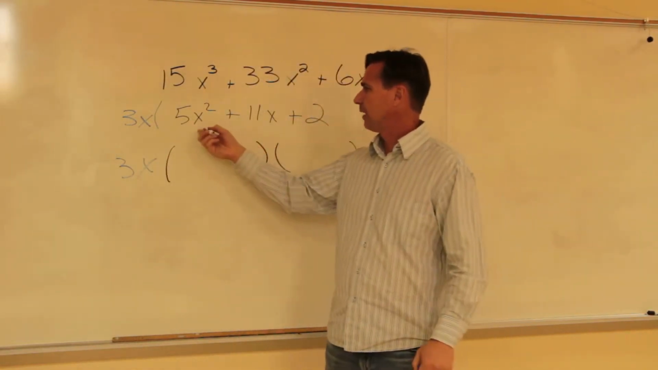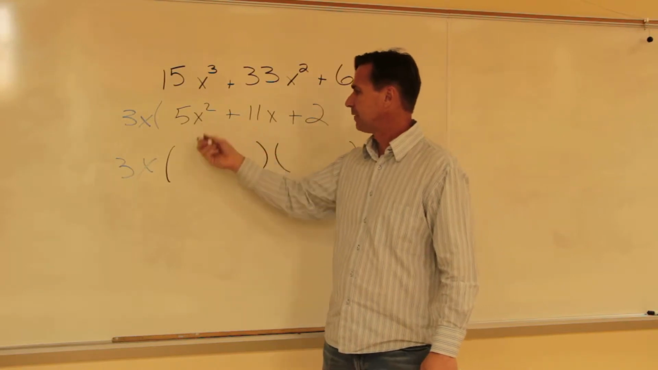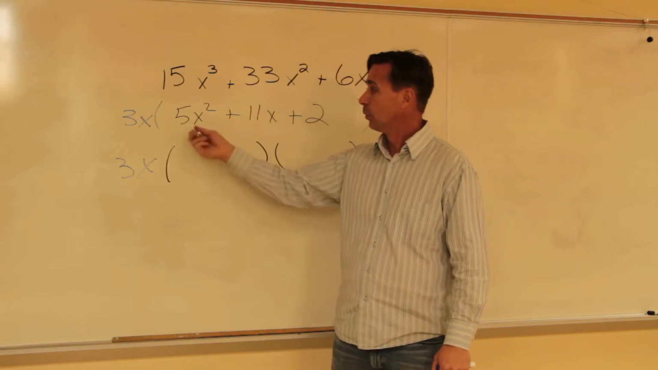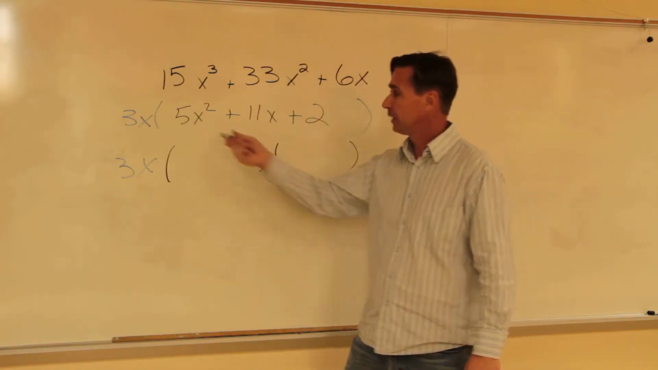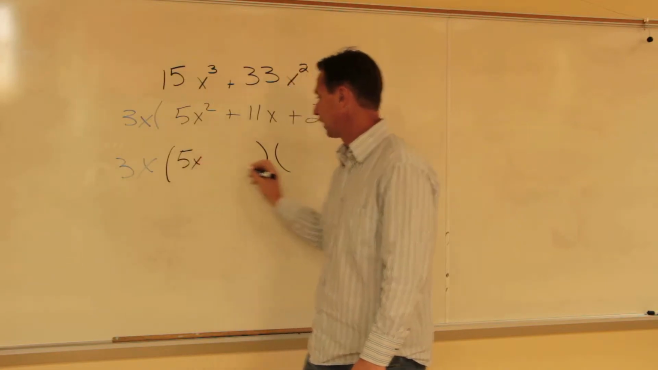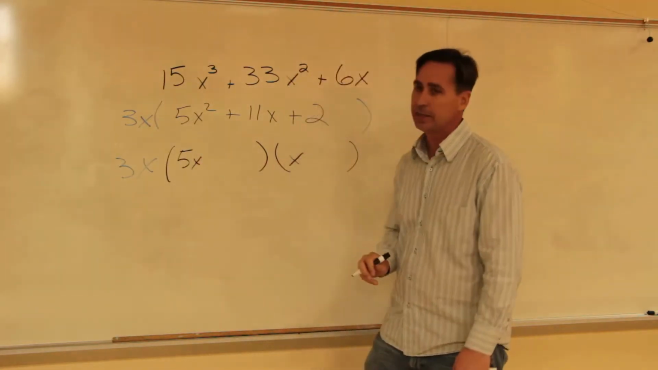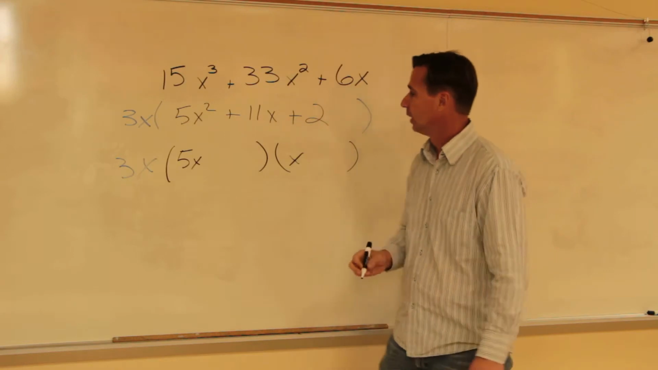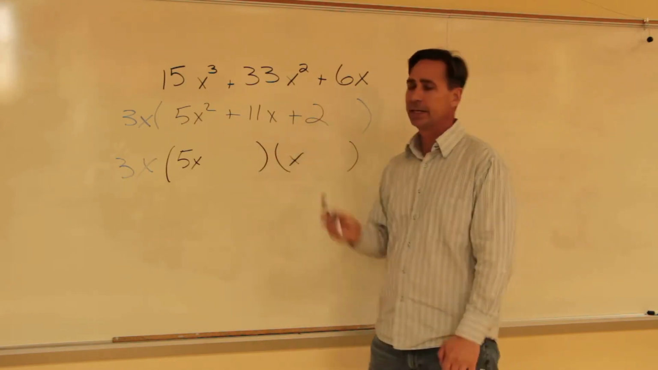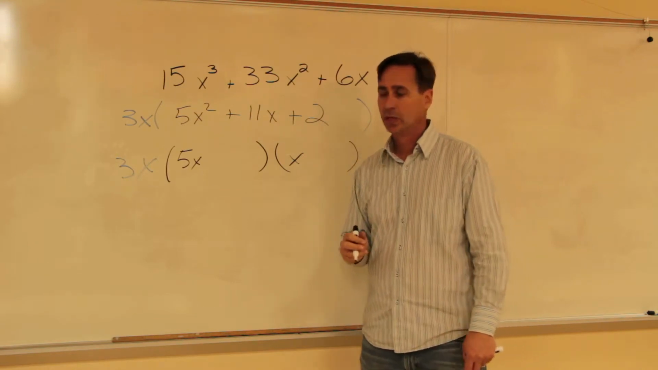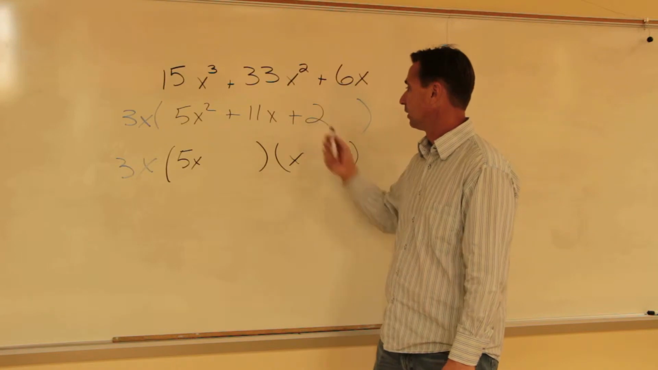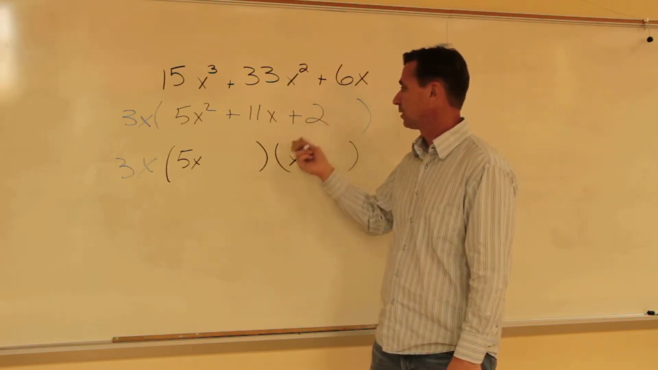So here I have 5x squared. These two numbers multiply to 5x squared. Well, 5 is odd. The only way to get to 5 is 5 and 1. So it has to be 5x and x. Now look at the last term. These two numbers multiply to get 2. This is a prime number, so it has to be 1 and 2.